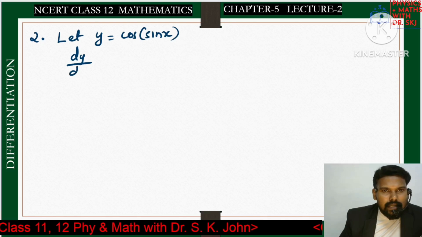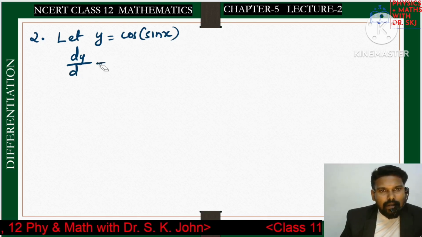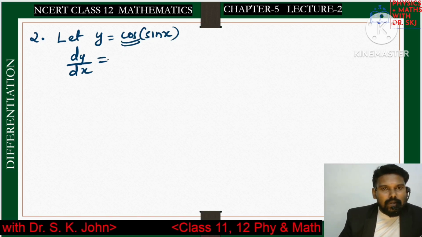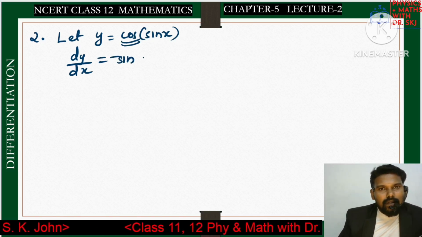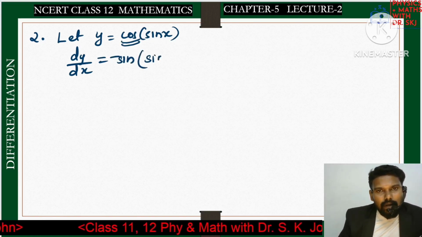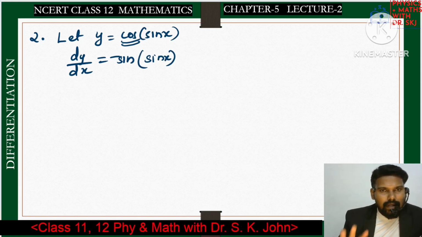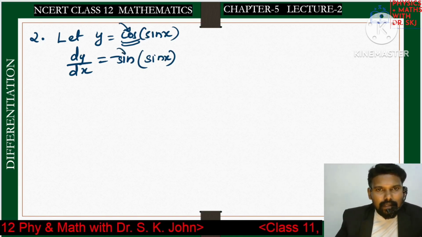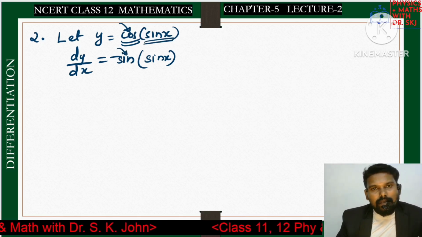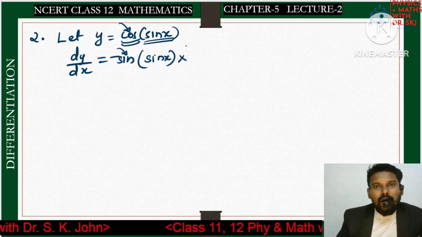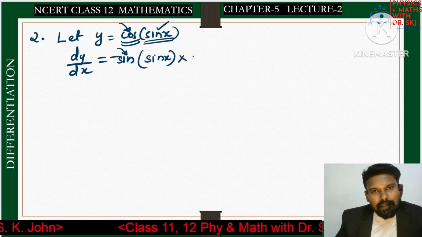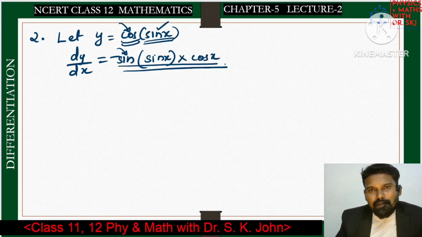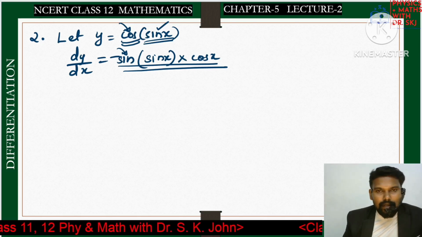dy by dx is equal to, I'm not writing the formula, it is cos function, so its derivative is minus sine. Keep the quantity inside the bracket as it is. So the derivative of cos is minus sine. I have written this. sin x is kept like that. Then you have to differentiate this quantity inside the bracket. The derivative of sin x is cos x. This is the same as the answer that we got earlier.